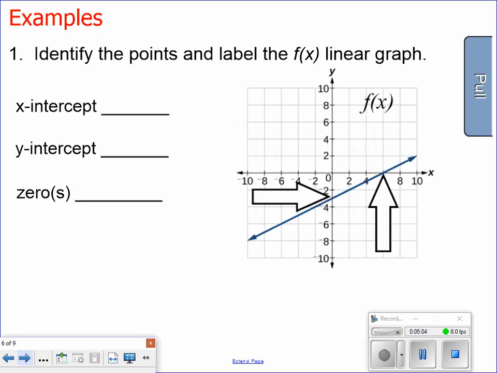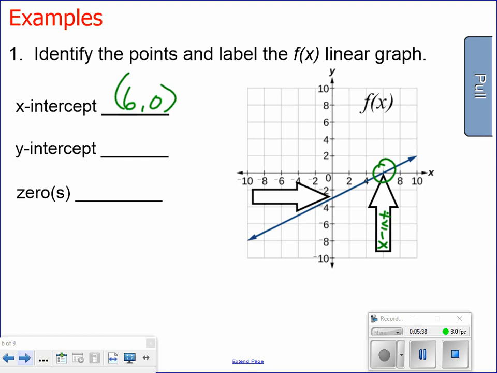Okay, let's identify some of the key features on this graph. So we have a linear graph, and it wants us to identify the x-intercept, the y-intercept, and any potential zeros. Remember that your x-intercept is where the graph crosses the x-axis. So your x-intercept would be here. And as a point, it looks like our graph is going by 2's, so this would be 6, 0. Again, we're listing out the ordered pair.